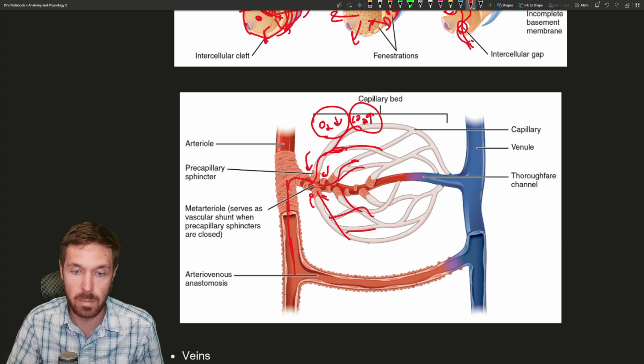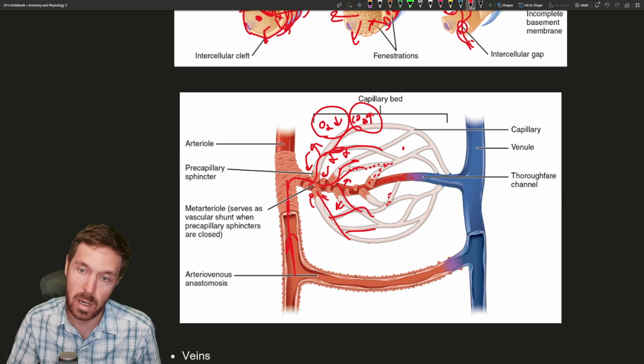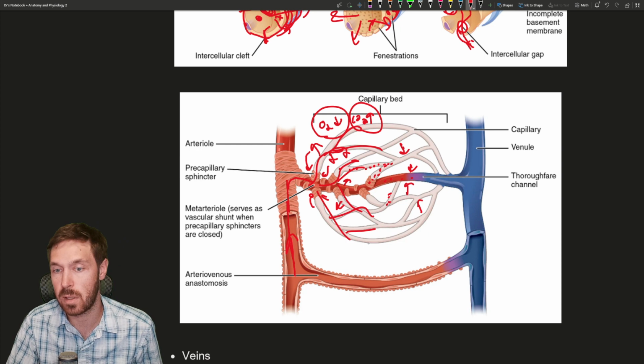So your heartbeat pumps blood through and that pushes things out on this end. That's called hydrostatic pressure. And then because you have proteins like albumin and red blood cells remaining on this end, the colloid osmotic pressure brings fluids back in. So that sucks fluids back in and then it sends it to the veins.